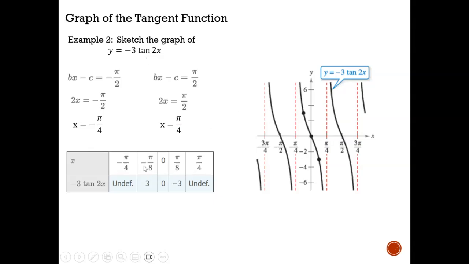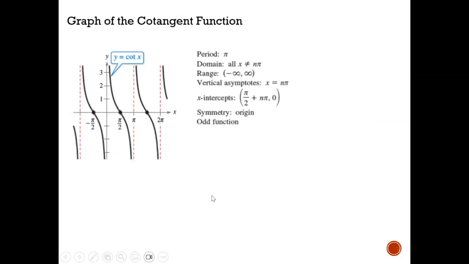Where is it at? Negative pi over 8 is going to be a positive 3, so it'll be about right there. And we keep plugging in all these values where the x is. That's where all the points come from, all these points here. So this is one period here from negative pi over 4 to pi over 4, because that's what we got for two consecutive asymptotes.